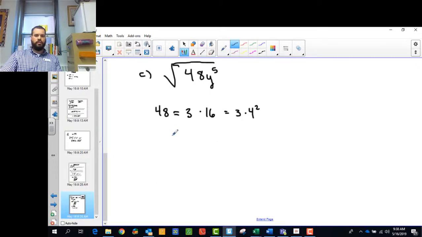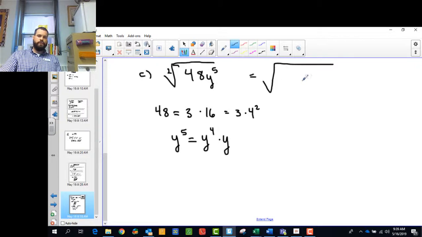Then I'm going to look at the variable. 5 is not divisible by 2. Again, the index of this radical, even though it's not written there, is a 2. So I want to split it into something that is divisible by 2, and then whatever's left over. 4 is divisible by 2, so I'm going to split it into 4 and 1. That leaves me with the square root of 3 times 4 squared, and then for the y, y to the 4th and y.